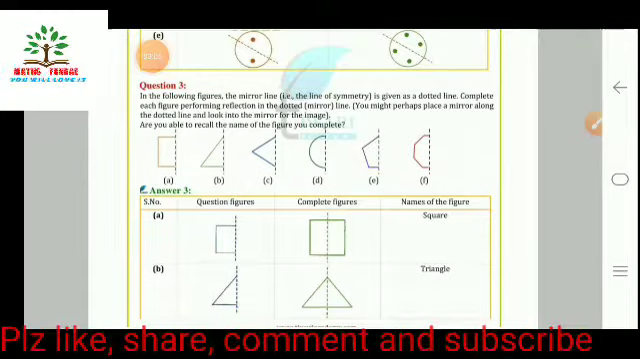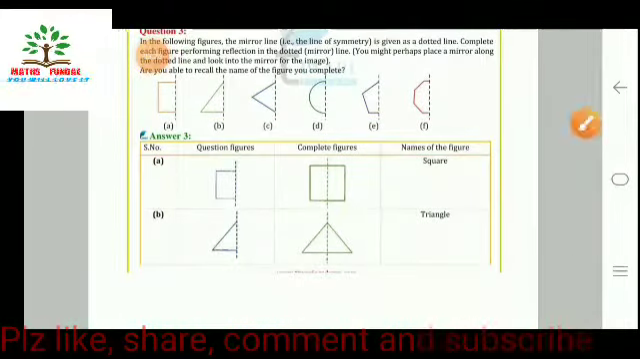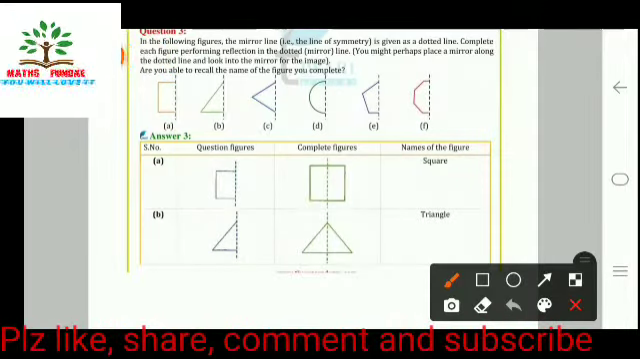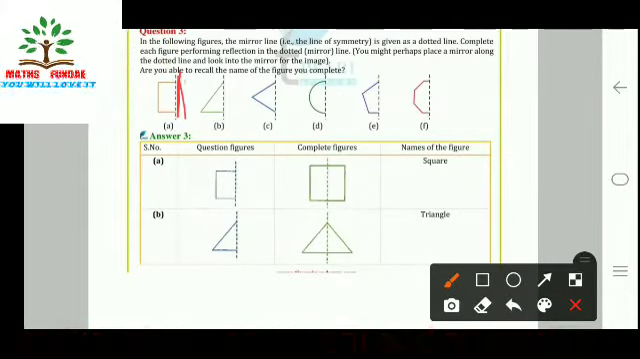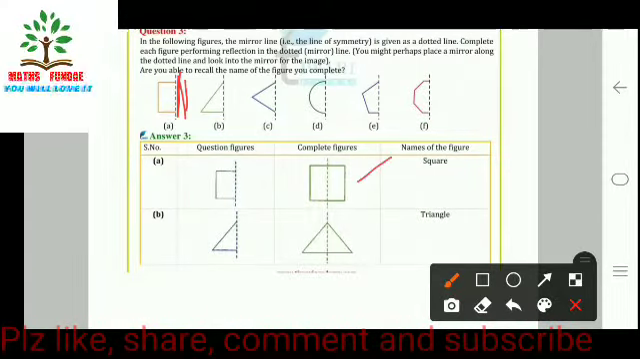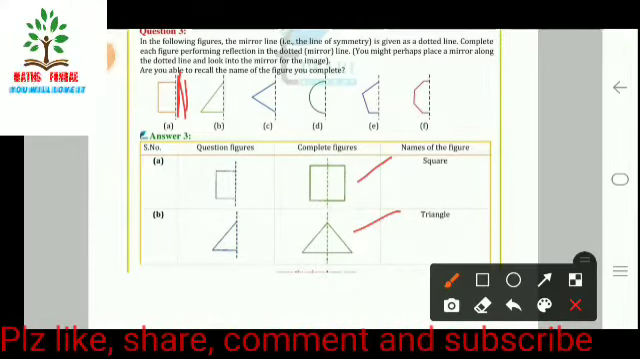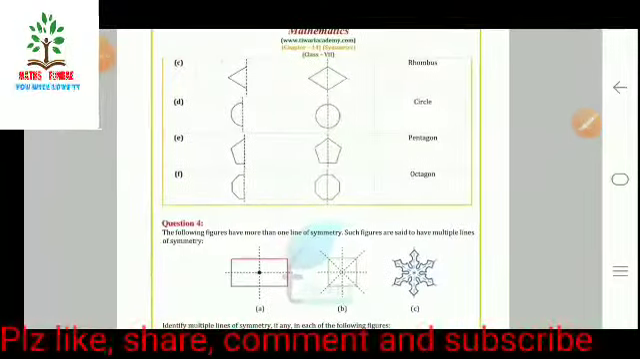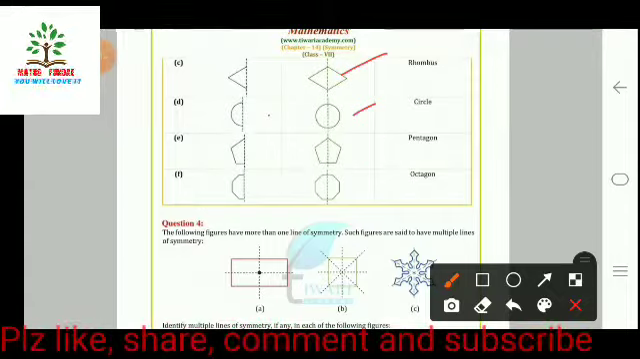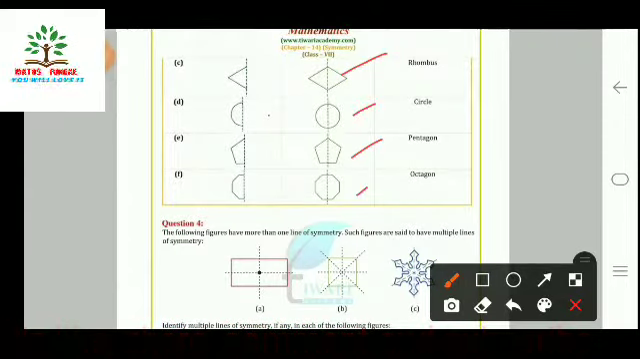In this question, this is given, suppose this is the position of the mirror. If you put the mirror, how will you get the complete figure? So this is the complete figure, this is a square. Then this is a triangle, and this is a triangle. The next we have here, in this figure, this is a rhombus, then this will become a circle, this will become a pentagon, and this will become an octagon, 8-sided.